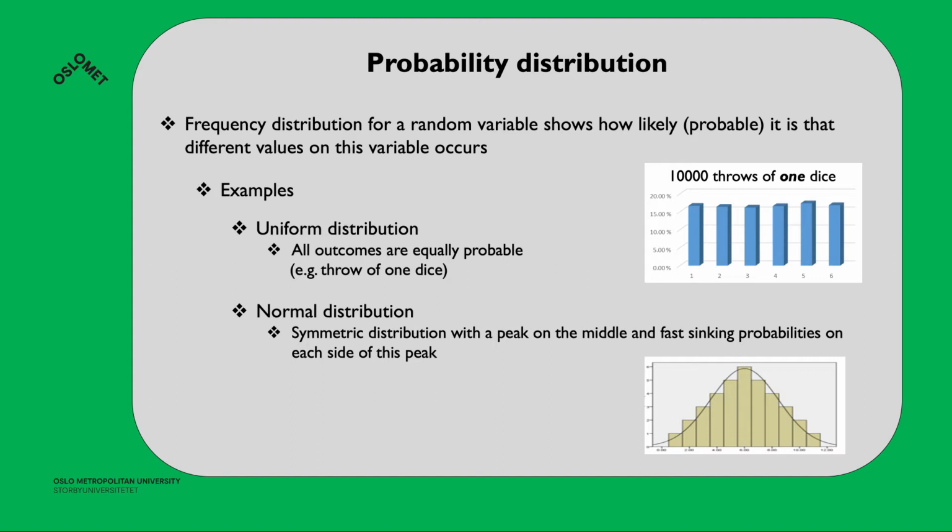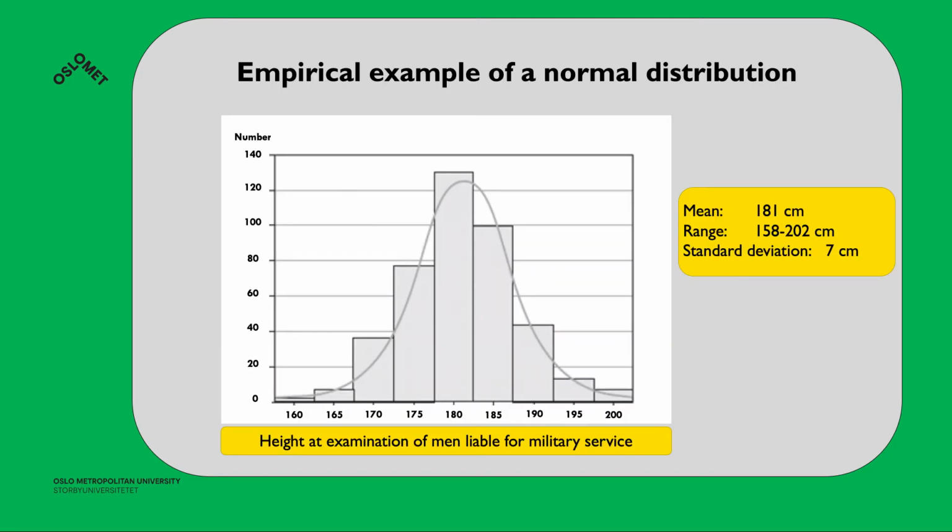And let's look at an empirical example of a normal distribution. Our example is the height at examination for men liable for military service, and the mean in this distribution is 181 centimeters, and the range goes from the lowest to the highest, which is 158 to 202 centimeters, and the standard deviation is 7 centimeters.